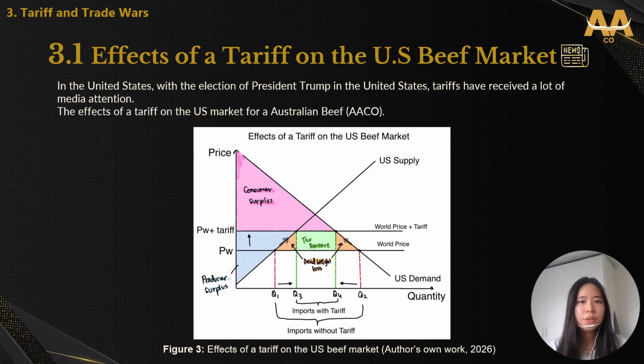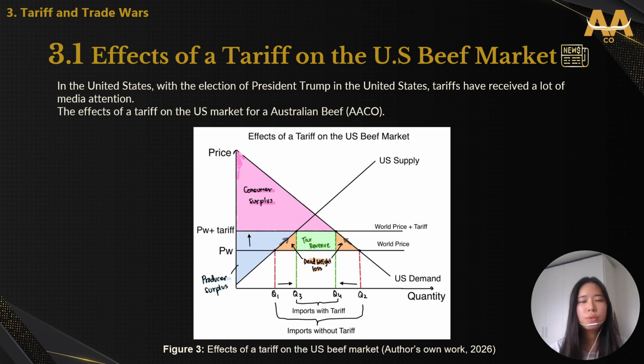Moving on to topic 3, with President Trump's election, tariffs have dominated global trade headlines. To understand the impact on AACO, let's take a look at Figure 3. Before the tariff, the U.S. market price equals the world price, shown as PW. At this price, U.S. domestic beef producers supply quantity Q1 while U.S. consumers demand quantity Q2. The gap between Q1 and Q2 is filled by imports, including Australian beef from us.